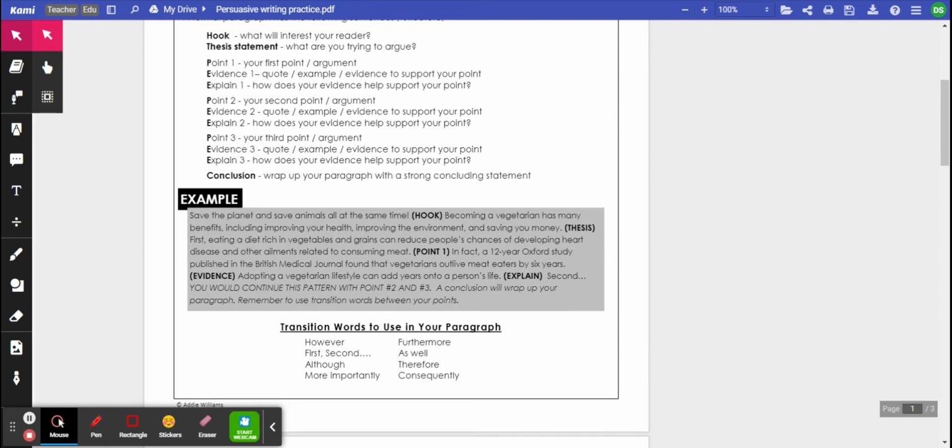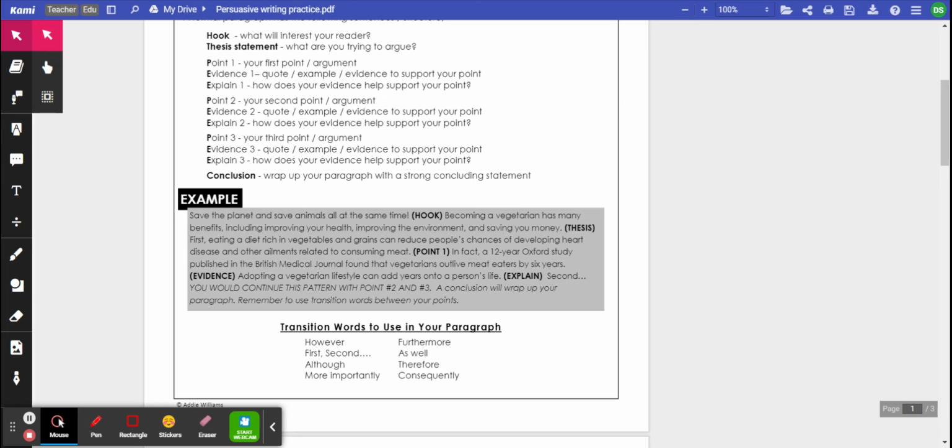Here's an example of P in action. "Save the planet and save animals all at the same time." That is our hook statement. "Becoming a vegetarian has many benefits, including improving your health, improving the environment, and saving you money." That is our thesis statement.